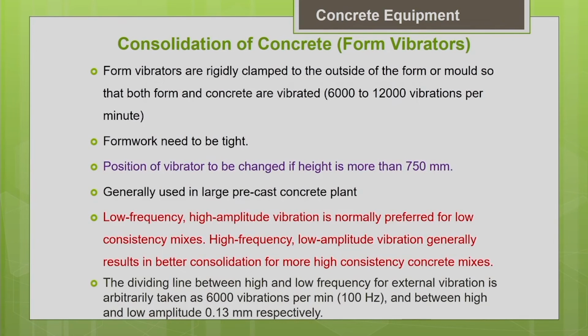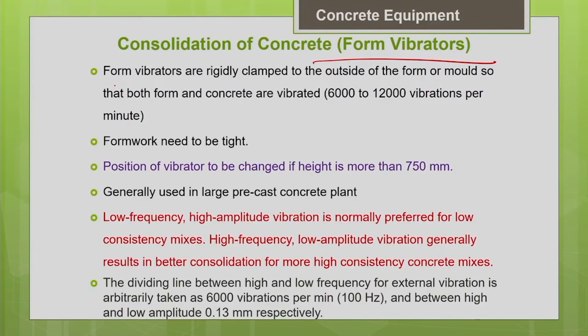The next type of vibrator we are going to discuss is the form vibrator. These are external type vibrators. Basically, you clamp a vibrator to the formwork. The formwork will vibrate and the vibrations will be transferred from the formwork to the concrete inside. So, this is also an indirect method of vibration, and obviously there will be some loss in transfer.